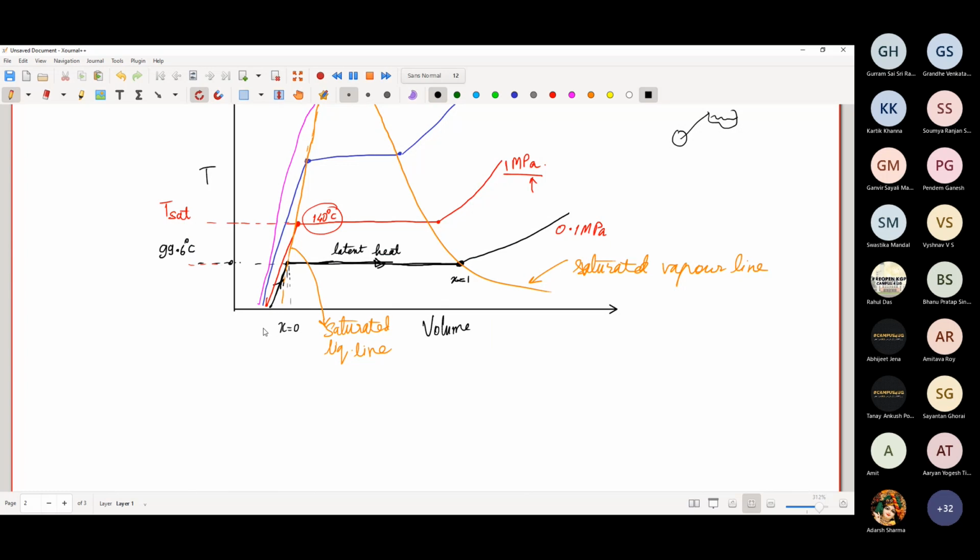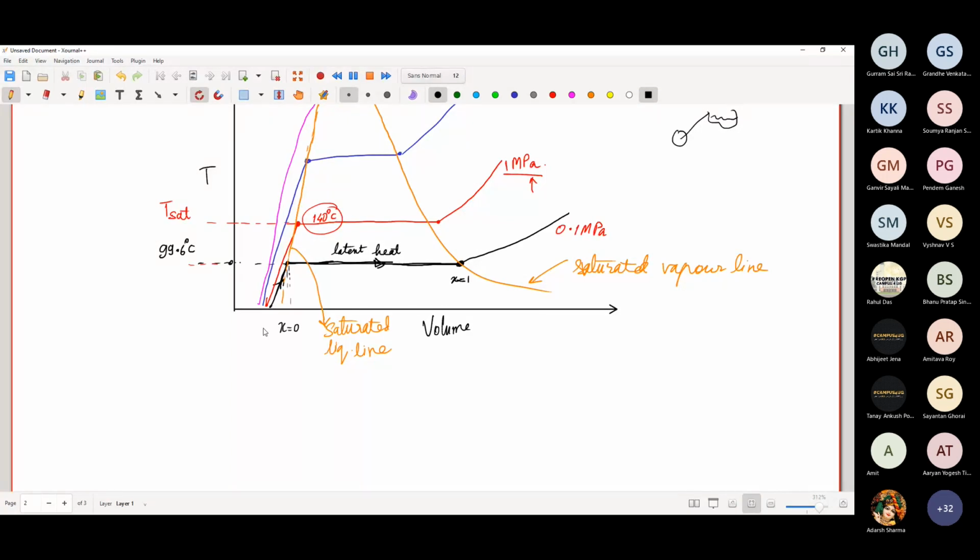Sir, I had a doubt. Yes. Sir, where you have mentioned x is equal to 0, how is it x is equal to 0? Because the water is at 99.6 degrees Celsius, right? And there will be some vapors as well. No, it is just at the point where you can see the first molecule of vapor coming out. You can have water at boiling point without creating steam.